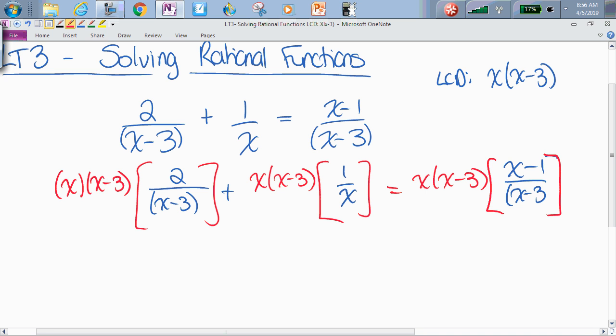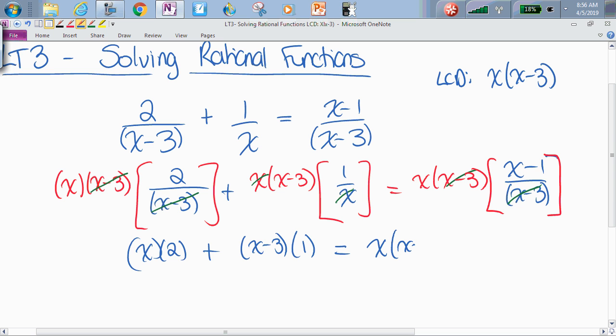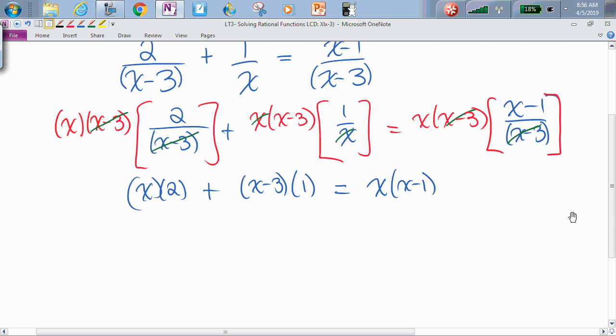Okay, so what happens when we do that is anything top and bottom will cancel, and again the idea is to completely get rid of the denominator, and that means we're going to be left with x times 2 plus, here we're going to cancel out the x, the numerator and the denominator that divides out. We have x minus 3 times what's left here is 1, equals, here we're going to cancel out the x minus 3 again, and we are left with x here times this x minus 1. And now we have an equation with no denominators, and that's the plan.